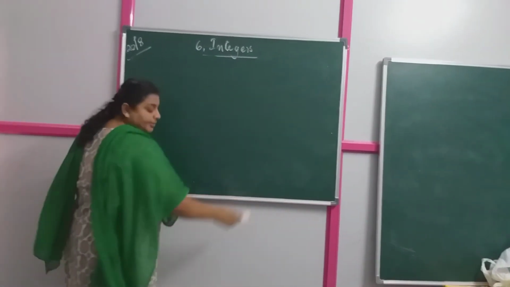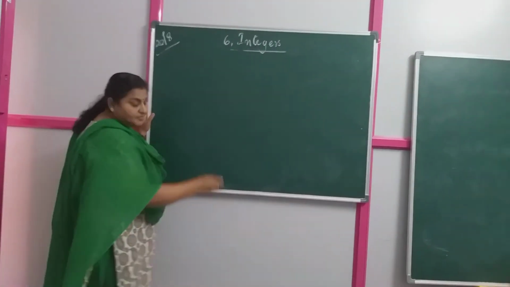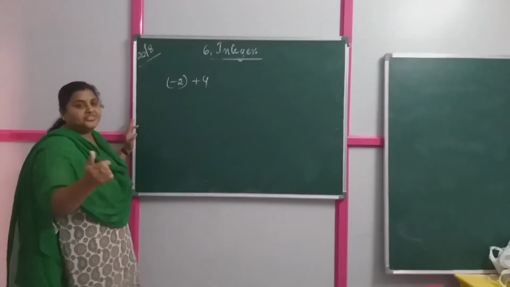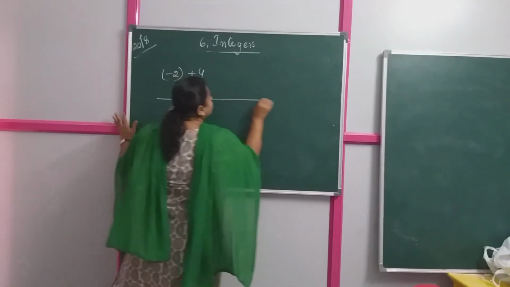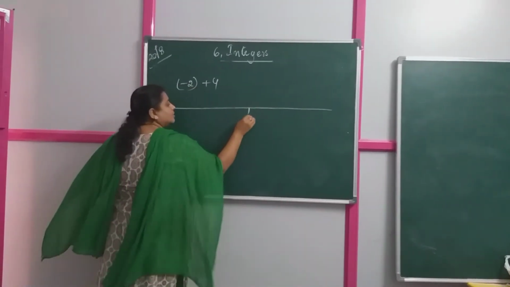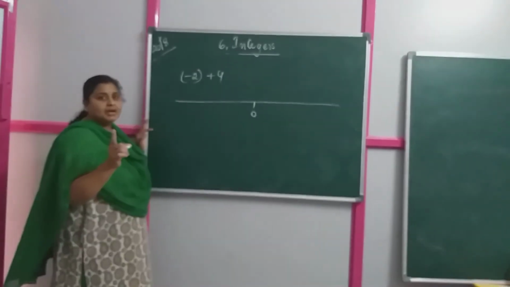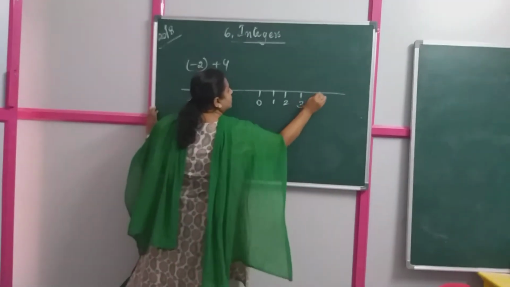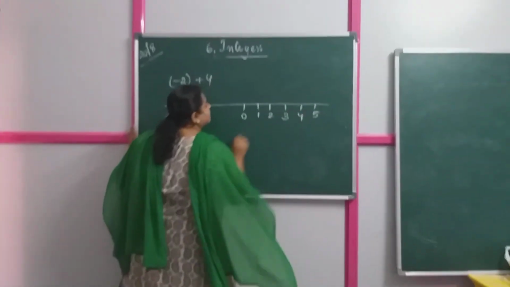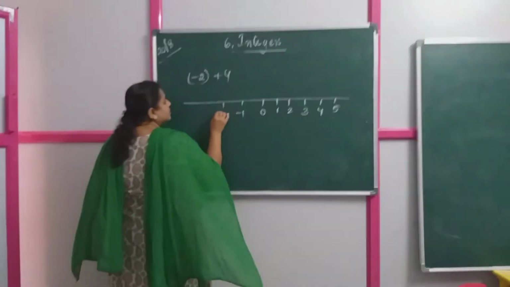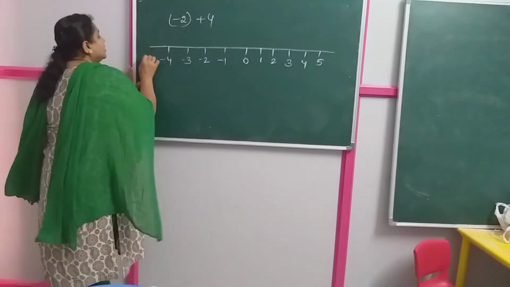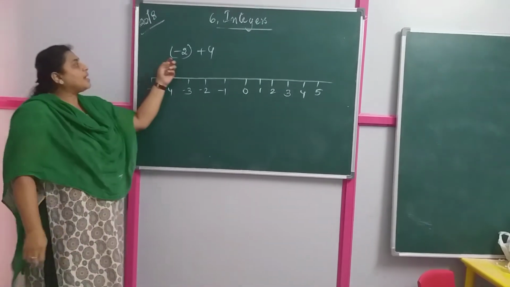Now, let us do one problem on that. Now, I have here minus 2 plus 4. Now, draw the number line. Always in the middle of the number line, 0. 1, 2, 3, 4, 5. Minus 1, minus 2, minus 3, minus 4, minus 5. Now minus 2.